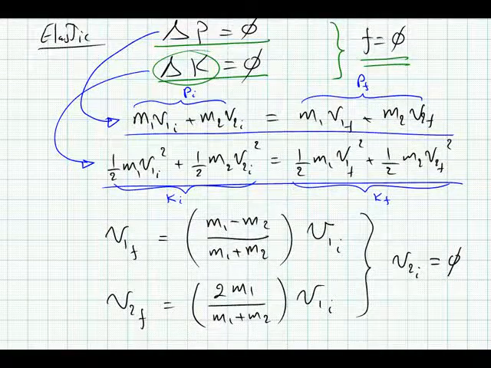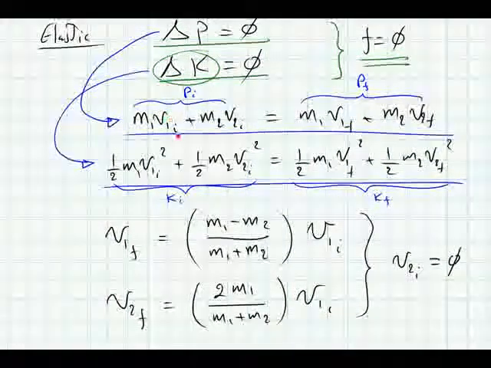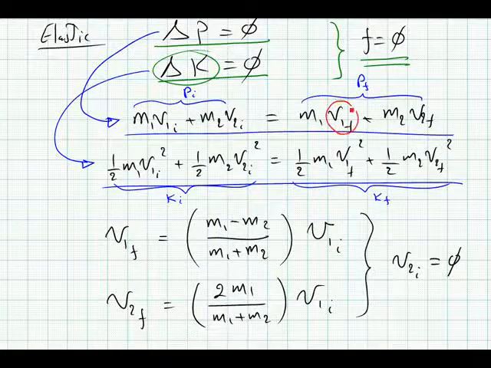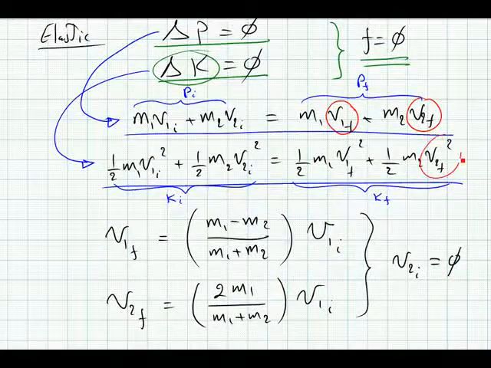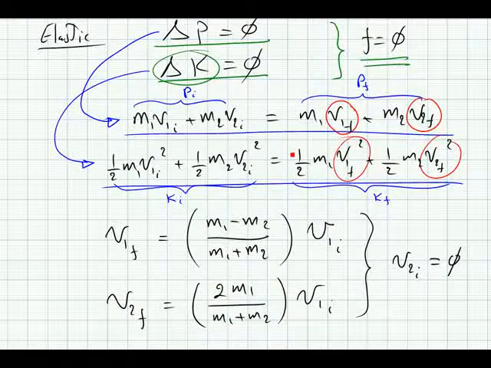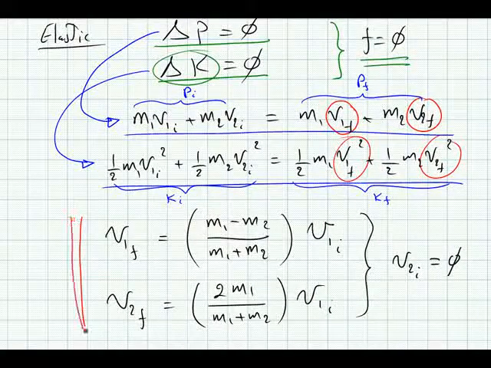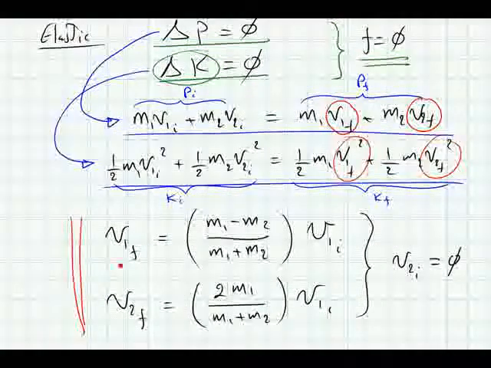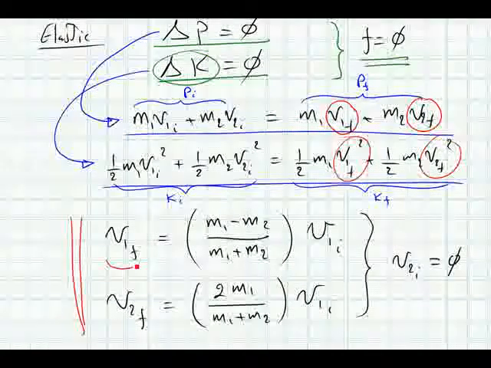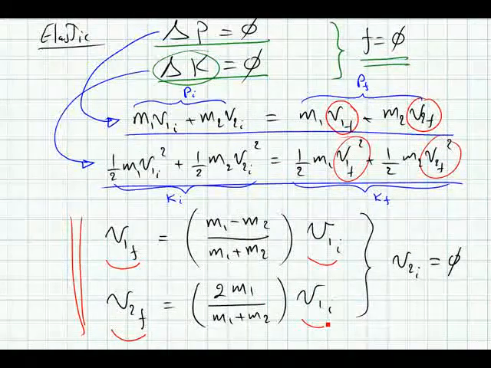So this is a pair of simultaneous equations where velocity 1 final and velocity 2 final are the two unknowns. So we can now go ahead and solve this pair of simultaneous equations, and we end up with these relationships here, which relate the final velocity of object 1 in terms of the initial velocity that object 1 has, and the final velocity of object 2 in terms of the initial velocity of object 1.